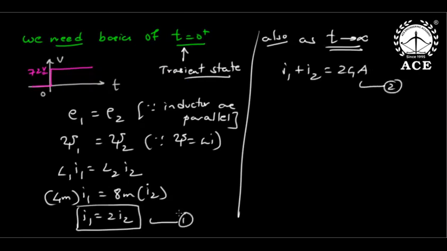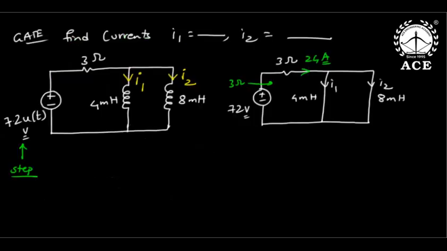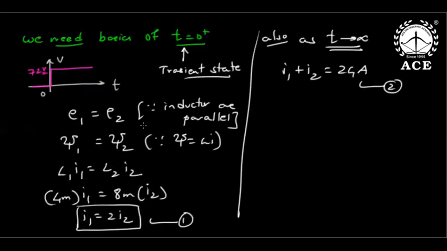See, how interesting. He asked a very simple question: what is I1, what is I2? First of all, any question independent of time is a steady state, meaning the settled state. In the settled state, the step voltage becomes steady DC voltage, and both inductors are short. So the total resistance is only 3, and 72 by 3 is 24. But how to divide the current? There is no concept here if you don't understand the basics of time variance.